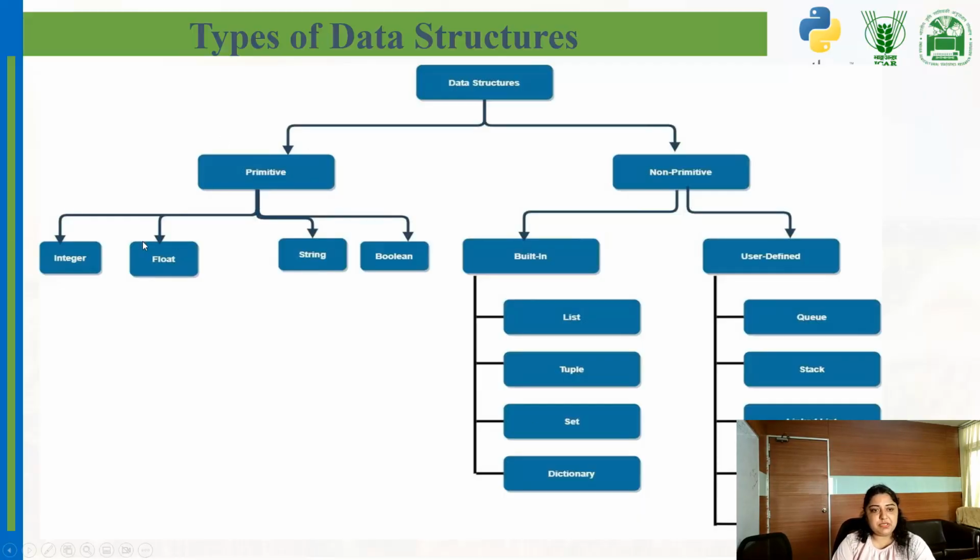Basically, in primitive data structures, an integer can store integer values, like 23, 56. These are basically data types and can store a single value only. Float can store decimal values, and a string can store character values. A string is a combination of characters, and a boolean can have a value in the form of true and false. Then let us discuss built-in and user-defined data structures.